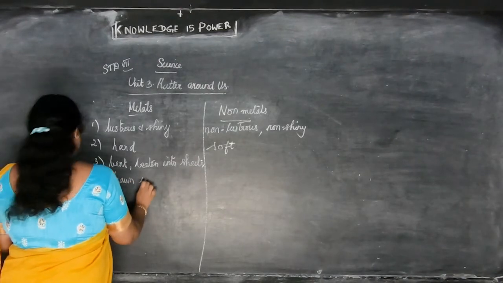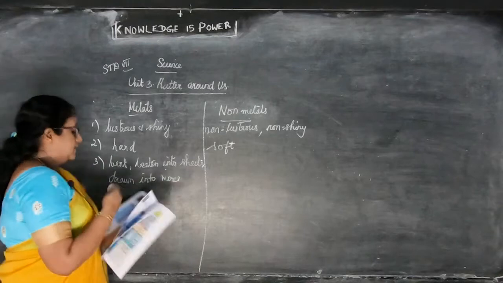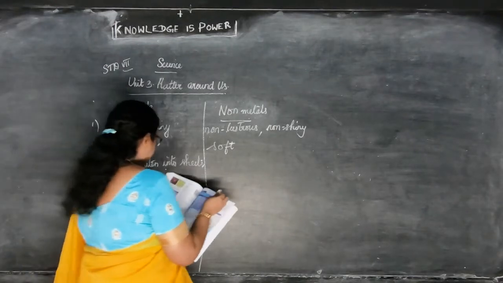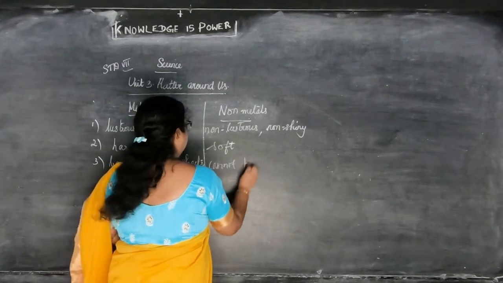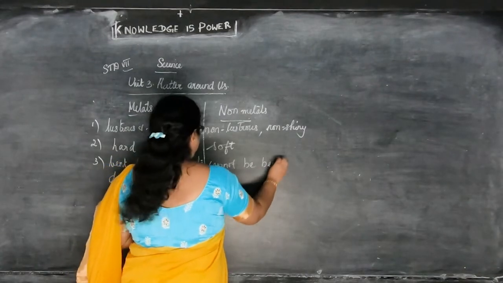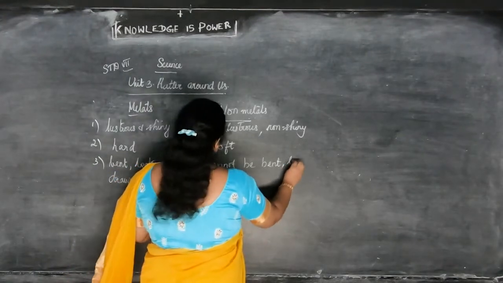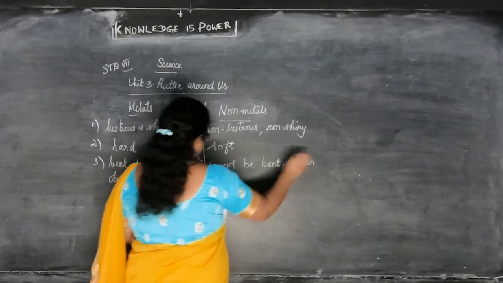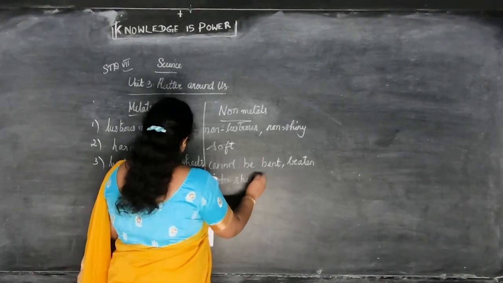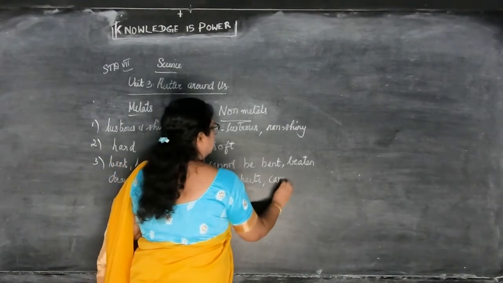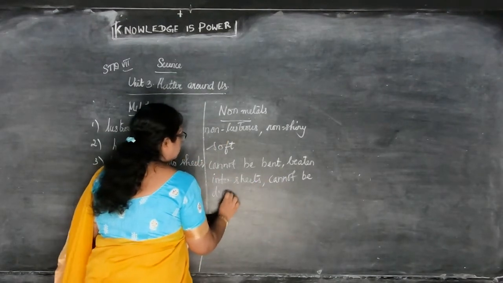Drawn into wires. Okay, children? And then non-metals cannot be bent, cannot be beaten into sheets and cannot be drawn into wires.